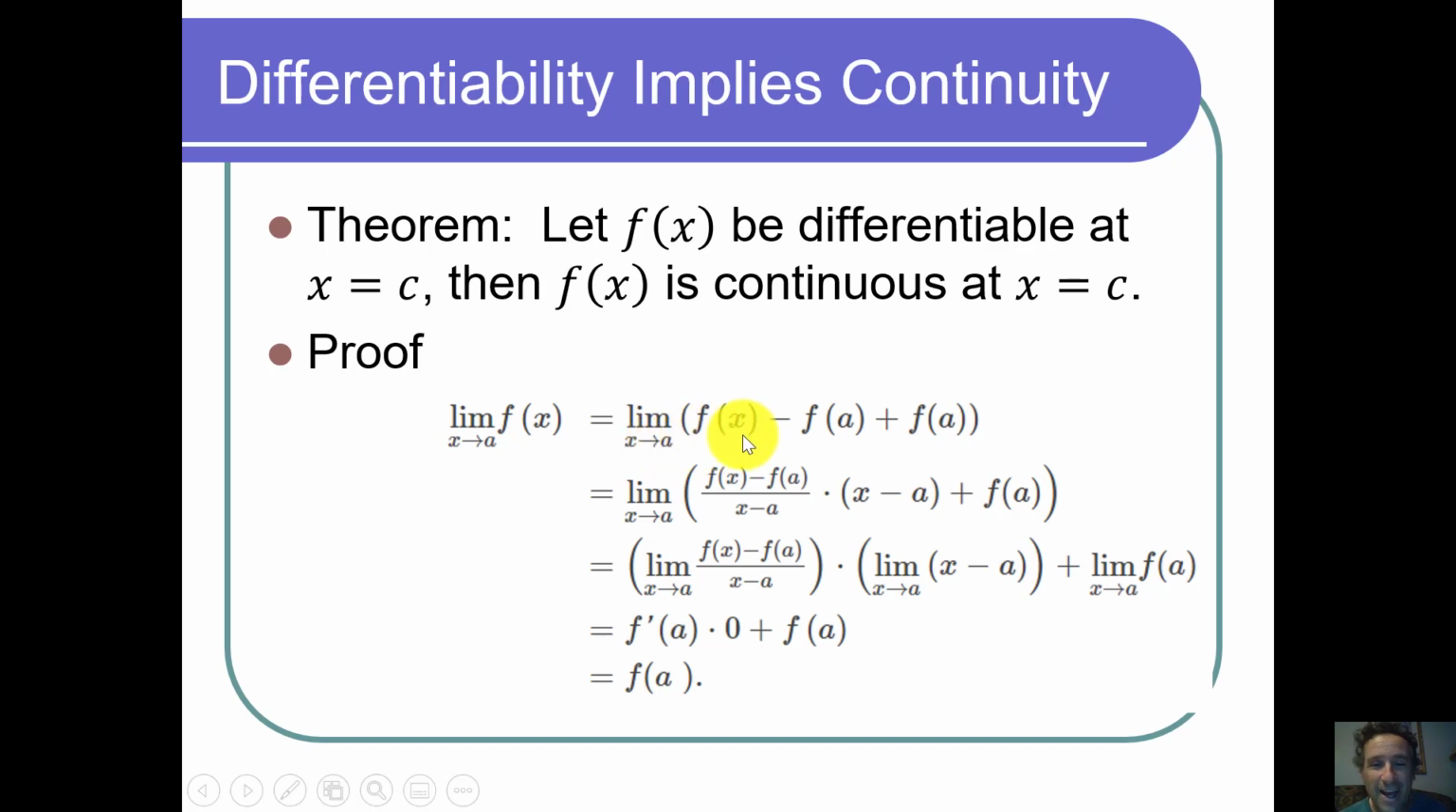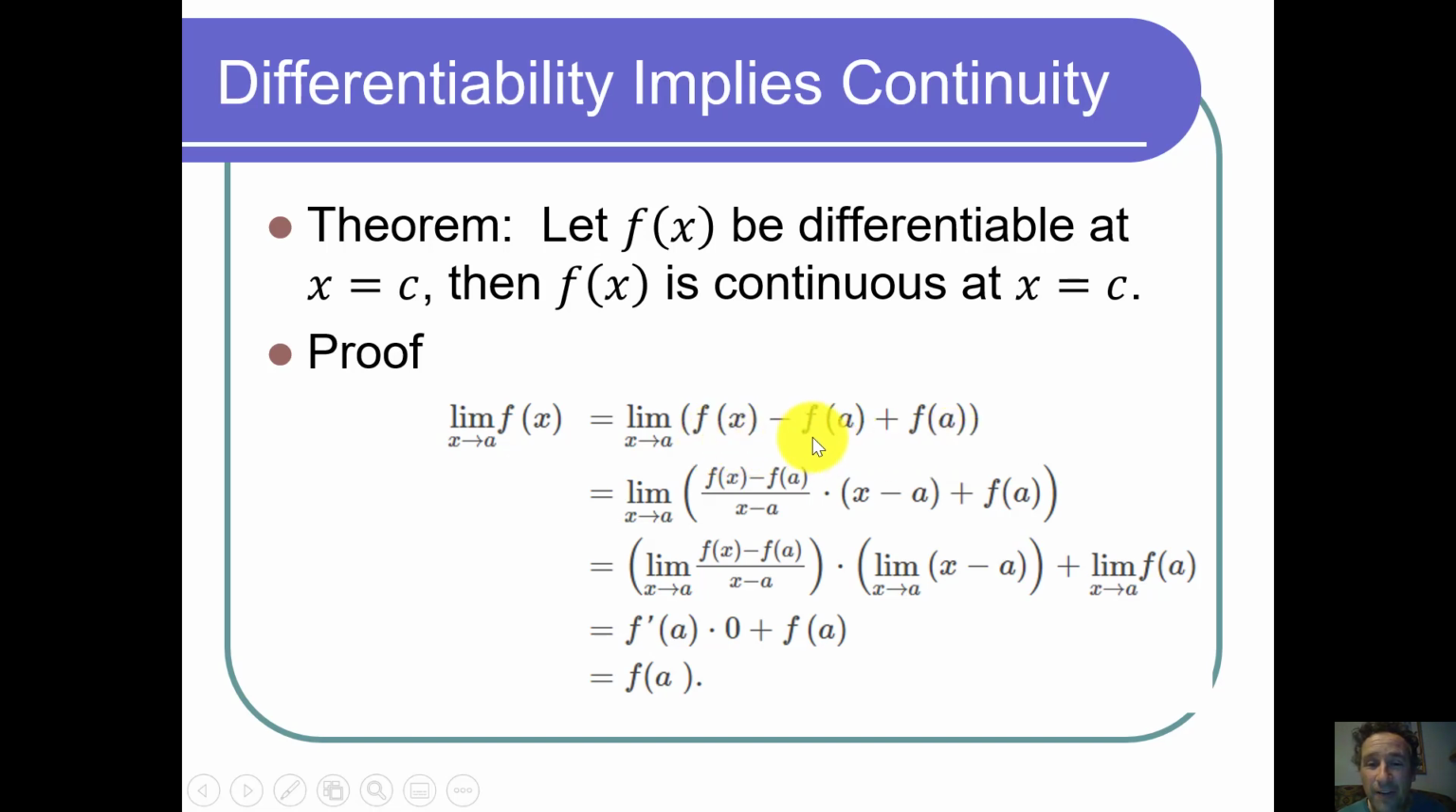We can take f of x and subtract f of a, and add f of a. So the limit as x approaches a of f of x is equal to the limit as x approaches a of f of x minus f of a plus f of a. That's a little trick: subtracting and adding the same number doesn't change anything. The other main math trick is dividing and multiplying by the same number.